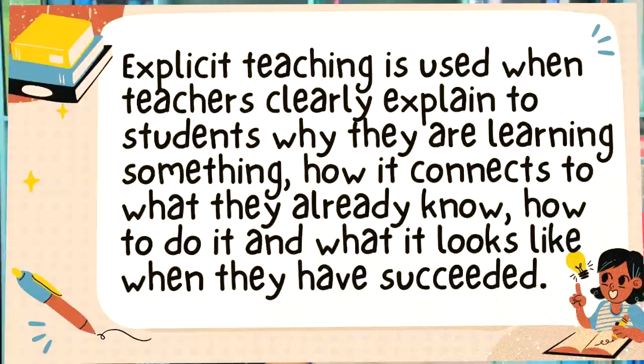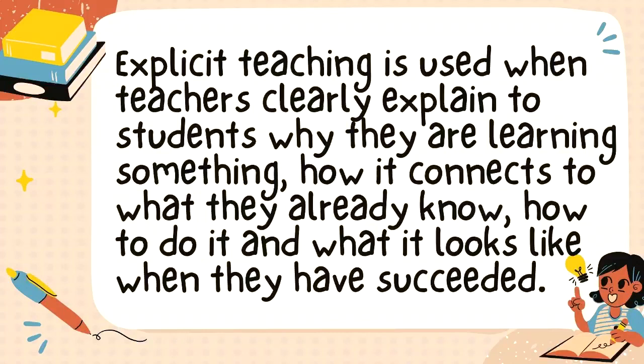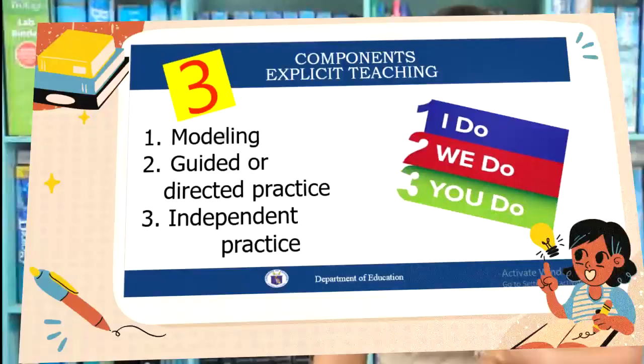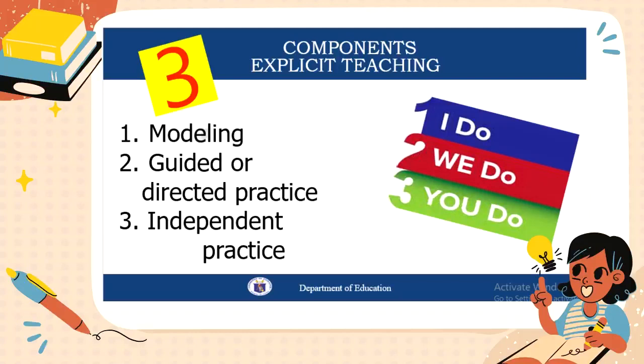Explicit teaching is used when teachers clearly explain to students why they are learning something, how it connects to what they already know, how to do it, and what it looks like when they have succeeded. This can be done in three simple steps. The I do, we do, you do model involves you in following a series of steps, starting with you leading instruction and finishing with students working independently.